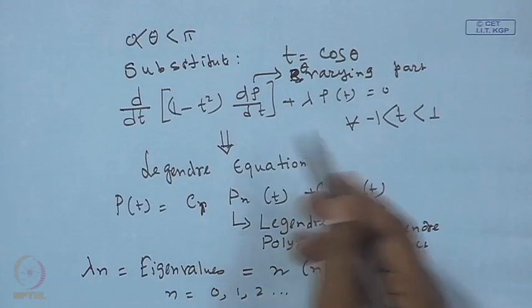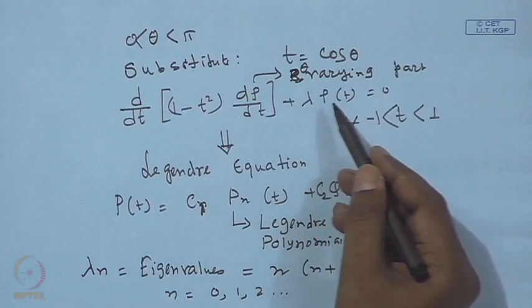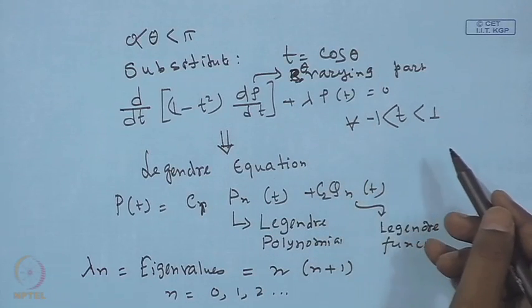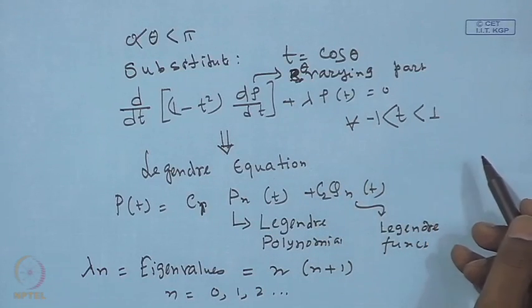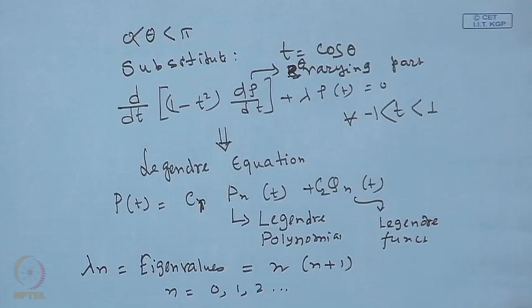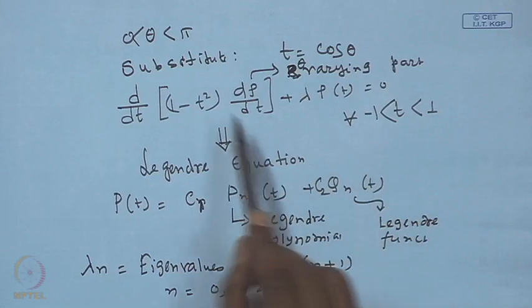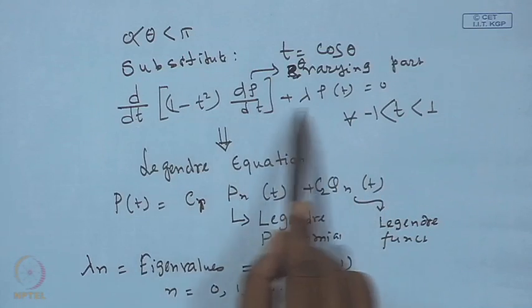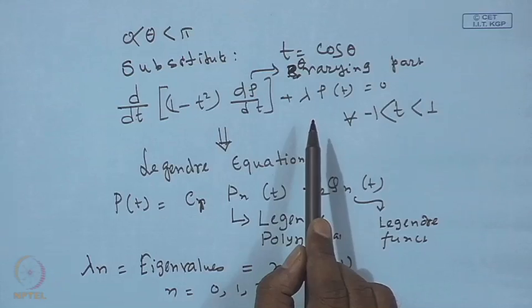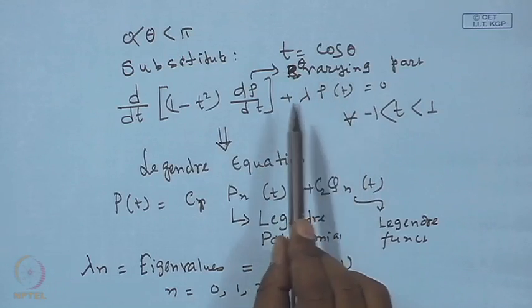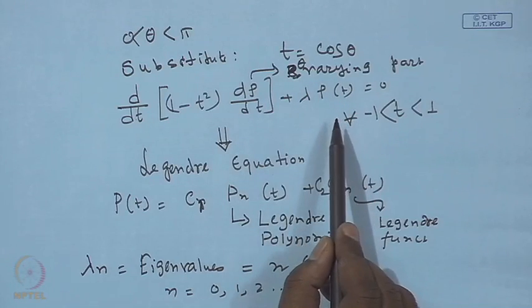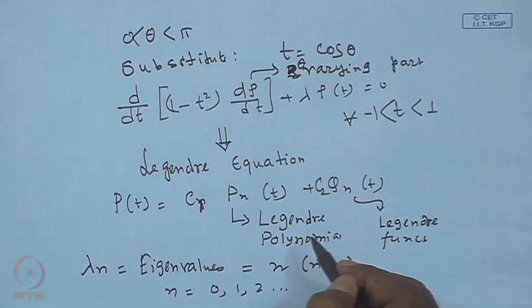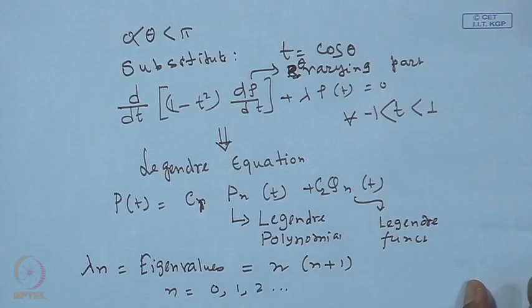So, we make it the theta varying part, because we are solving the eigenvalue problem in the theta direction, not in the r direction, because in the r direction itself the boundary condition is homogeneous. So, we cannot formulate the eigenvalue problem in the r direction. This is the governing equation of the theta varying part after substituting t is equal to cosine theta, which will be in the form of the Legendre equation, that will have a solution in terms of Legendre polynomial and Legendre function.